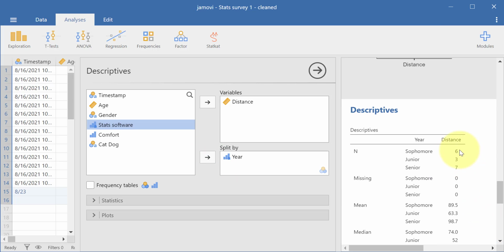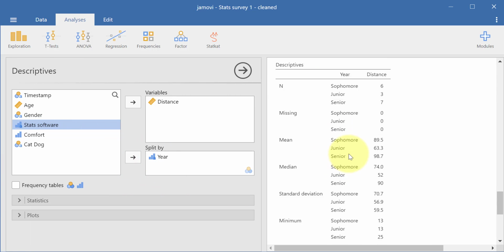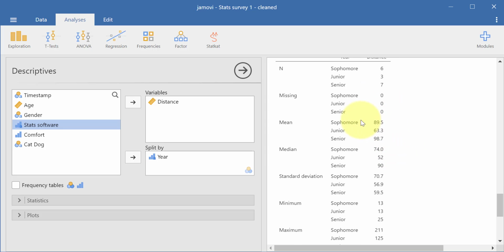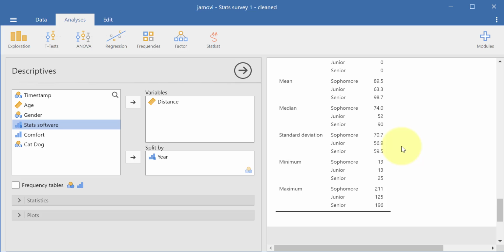It does. So here it shows me how many people we have in each group. Sorry, I'll make that a little bit bigger. So our Ns: we have 6 sophomores, 3 juniors, and 7 seniors that have filled out our distance variable. You can see here that there might be a difference, right? So the mean for sophomores is 89, the mean for juniors is 63, the mean for seniors is 98.